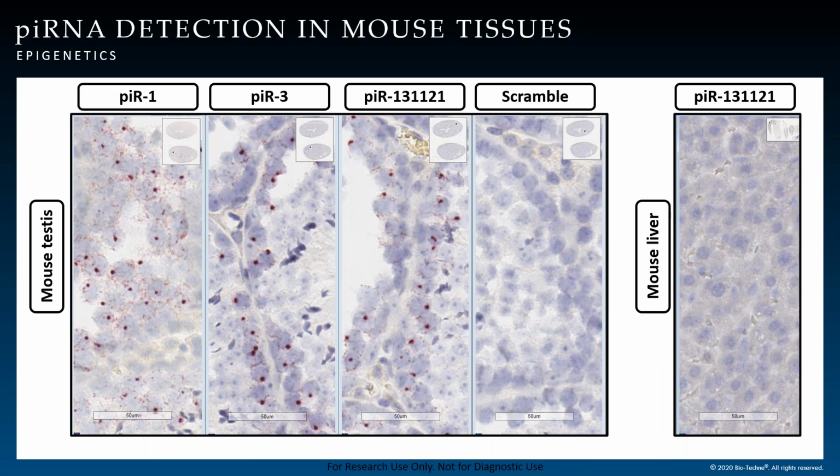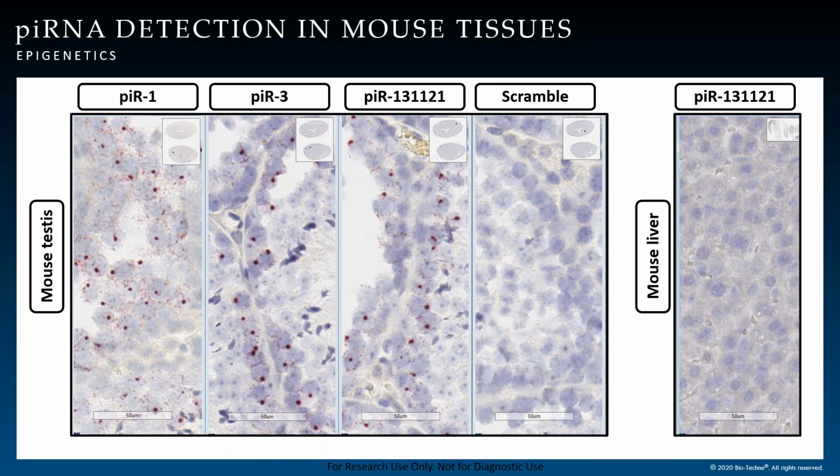Here, we're showing the detection of three independent piRNA molecules. We have piRNA 1, 3, and 13, 11, 21. And we're looking at the mouse testes. And these are already published piRNAs that have been validated, and they interact with Piwi proteins. So we know that these are piRNAs, in fact. And these are germline specific, so they're not expressed in any other tissue besides the germline. And the mouse testes is our model to study this.